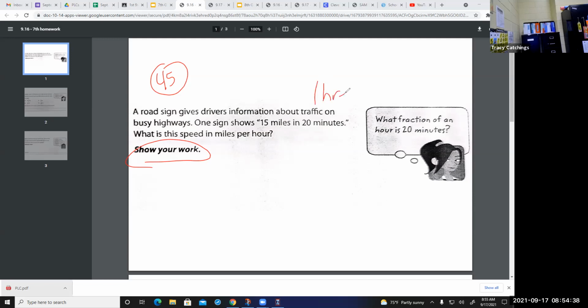1 hour equals 60 minutes. Yeah, 1/60. So that means you did 1/60, and 1/20. Okay, so 20/60, which simplifies to 1/3.